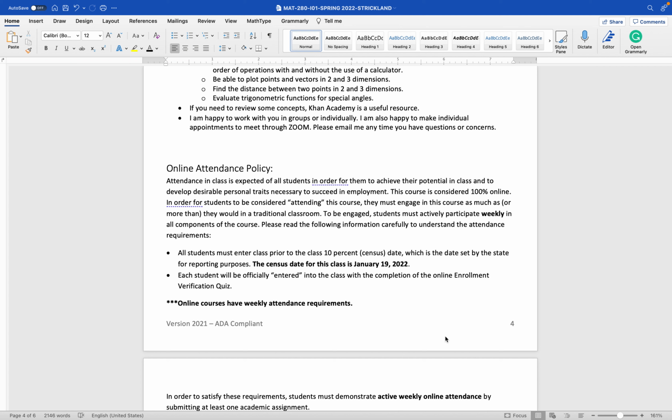In order for students to be considered attending this course, they must engage in this course as much as or more than they would in a traditional classroom. To be engaged, students must actively participate weekly in all components of the course. Please read the following information carefully to understand the attendance requirements.